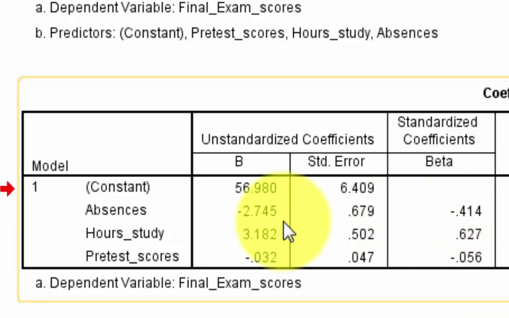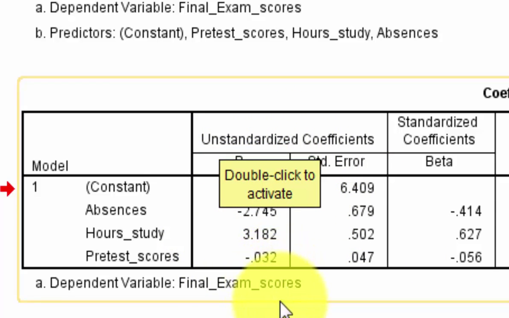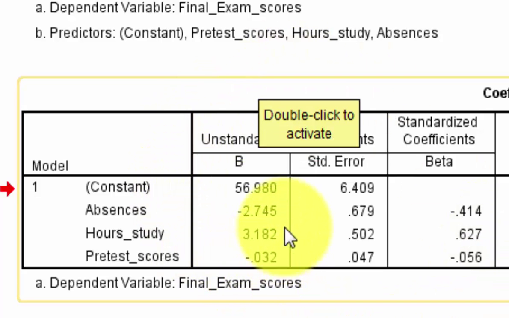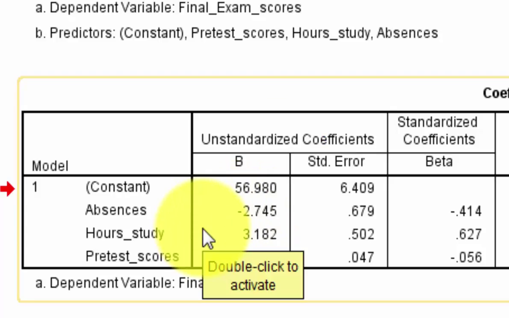Teacher joke. So that's that, and we're going to use these values right here, the unstandardized B weights, not to be confused with the beta weights, the unstandardized B weights, to write our prediction formula. So let me do that for you.